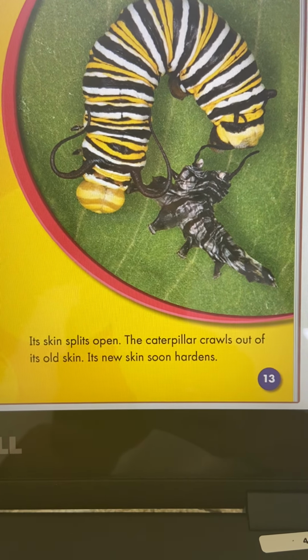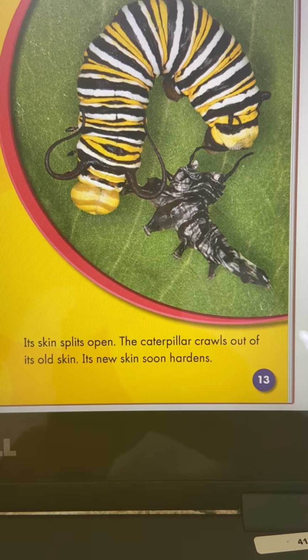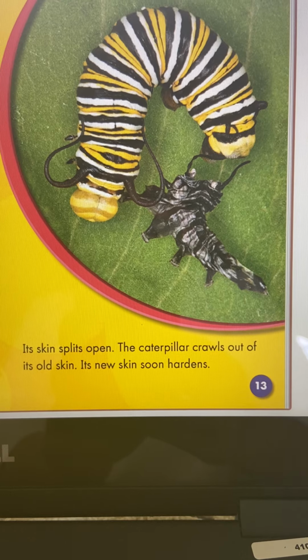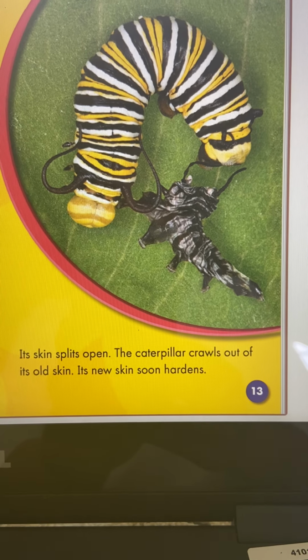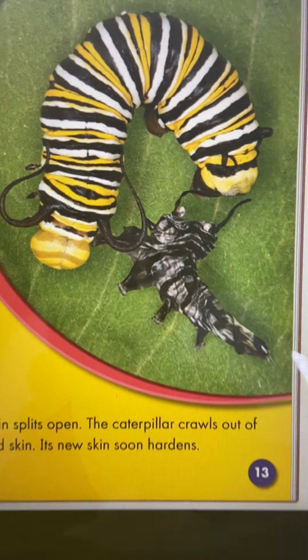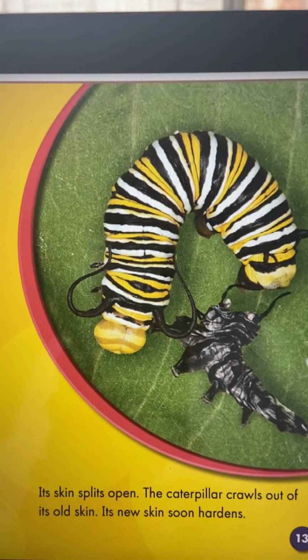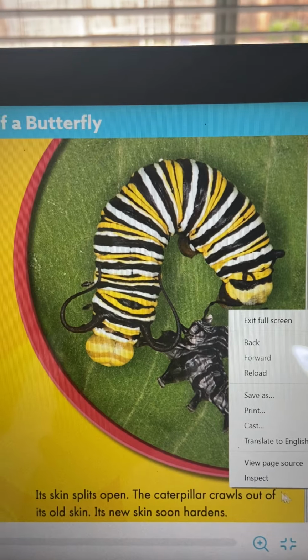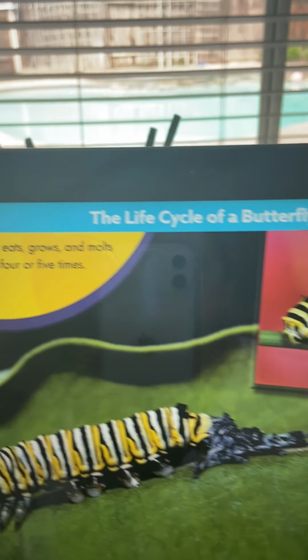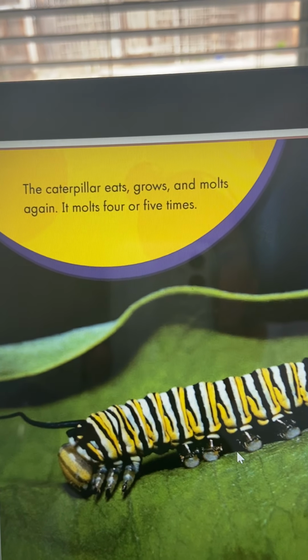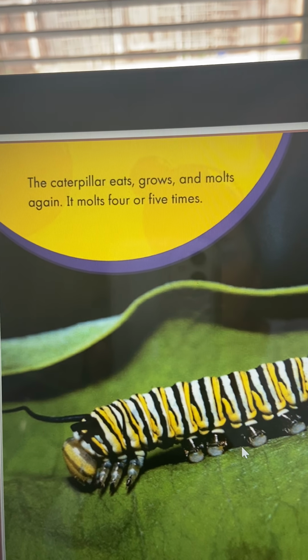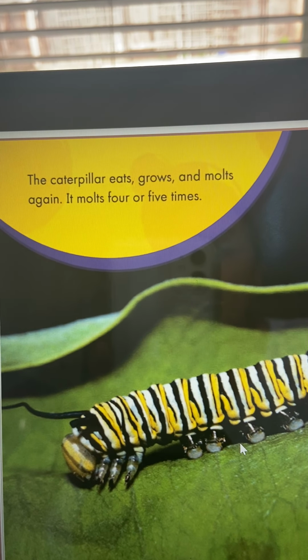Its skin splits open. The caterpillar crawls out of its old skin. Its new skin soon hardens. There's the old skin that it crawled out of, and then now it's got its new skin. The caterpillar eats, grows, and molts again. It molts 4 or 5 times.